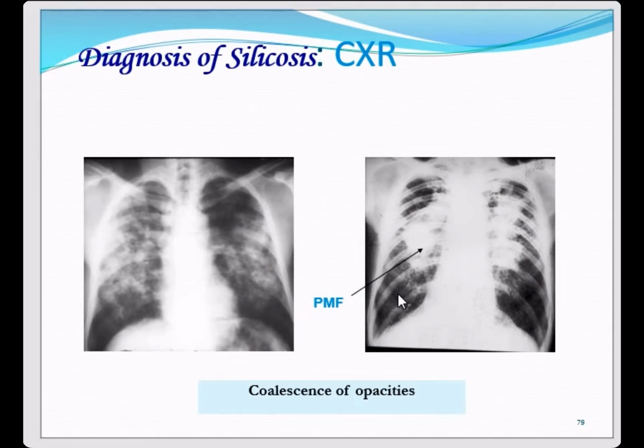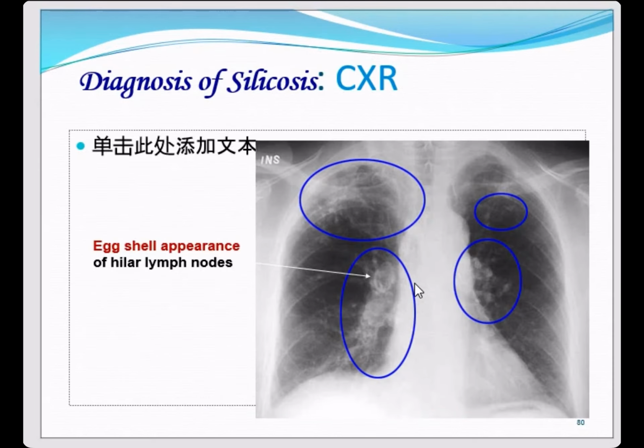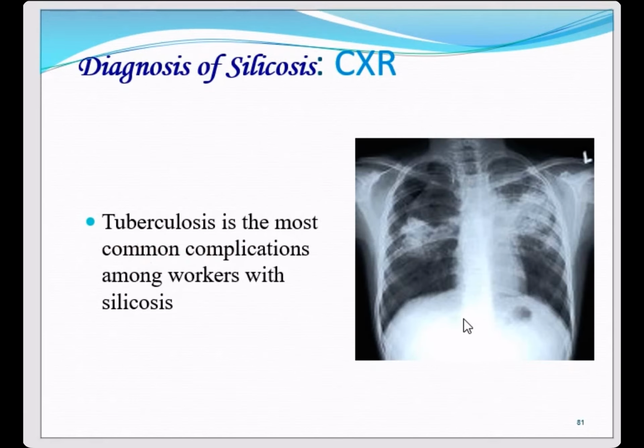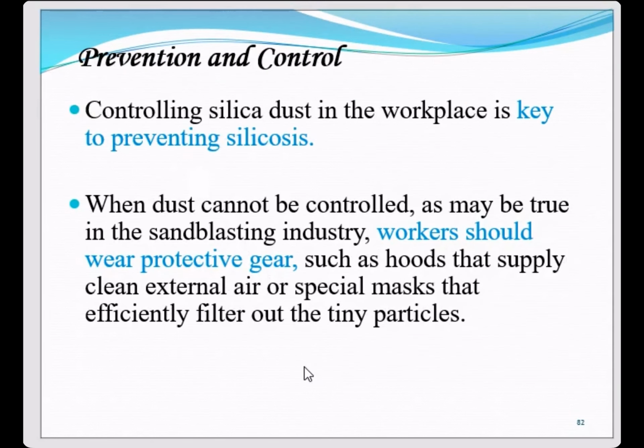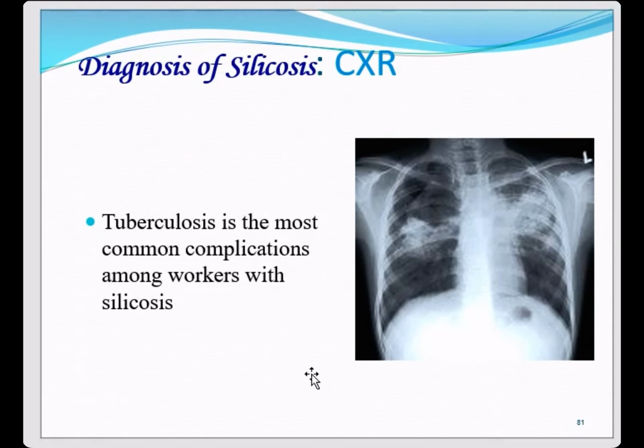For some patients, you may find PMF, which is quite a big one. X-ray can also find the eggshell appearance of the lymph nodes. This you may find, and here also shows some nodules. At the same time, tuberculosis is the most common complication among workers with silicosis. You'll find the big nodule here and here on the X-ray. So when we diagnose a silicosis patient, X-ray will be very helpful.